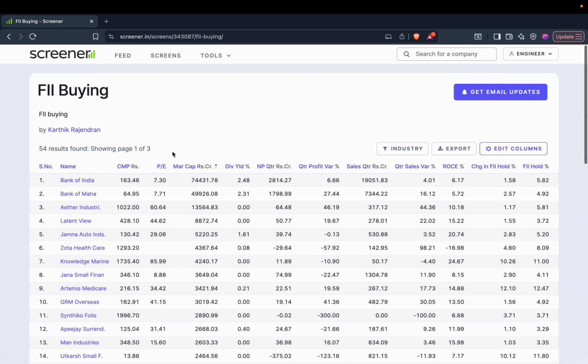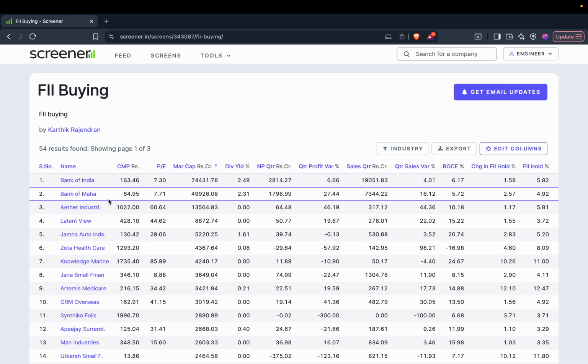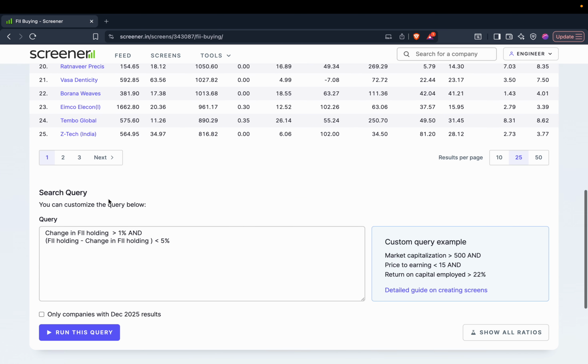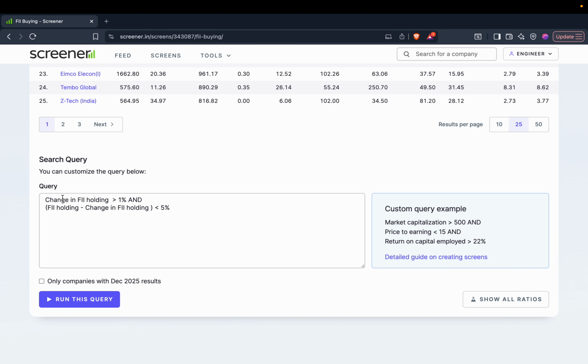Like how are these companies sorted? Is someone picking each one of them? Has someone put Bank of India into the bucket, then looked at Bank of Maharashtra? Well, no. This is a simple SQL query running in the background. So it says change in FII holding is greater than 1%.